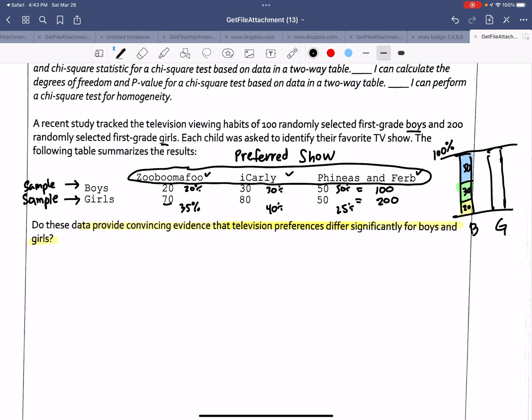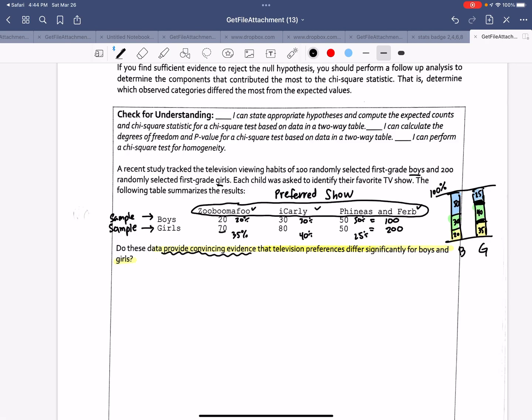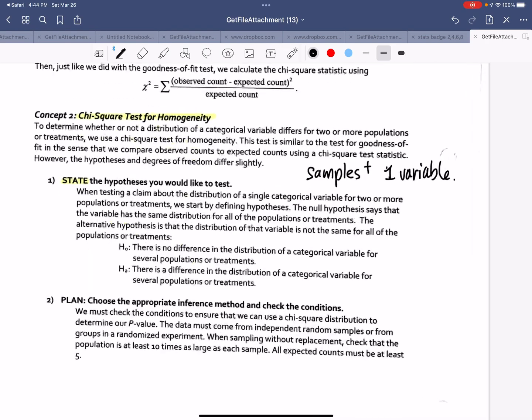So a total of 200 girls were surveyed. 35% said the first group, 40% said the second group, and the smallest amount, 25%, said the last group. So we notice that these don't look the same. So we can already know in our gut that it looks like we do have convincing evidence that the preference of shows does differ between boys and girls. But let's track down each of our components.